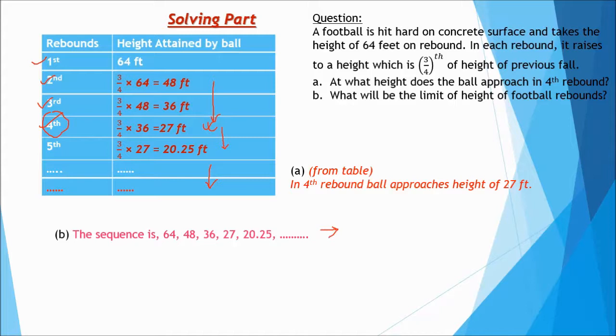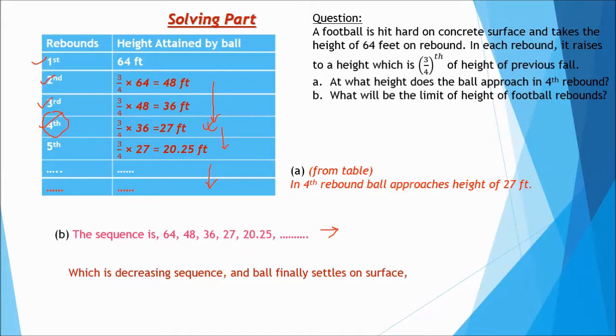Now let's see which is a decreasing sequence. It's decreasing. And practically what we know is the ball settles on the surface, isn't it? The ball settles after many rebounds. It doesn't bounce continuously. The height is decreasing, and finally, due to gravity, it settles on the ground.